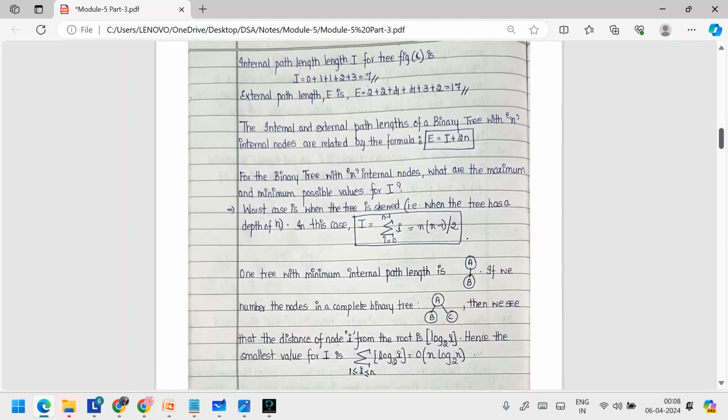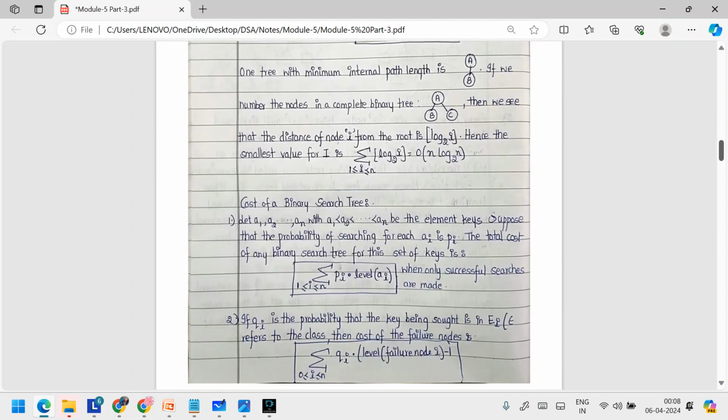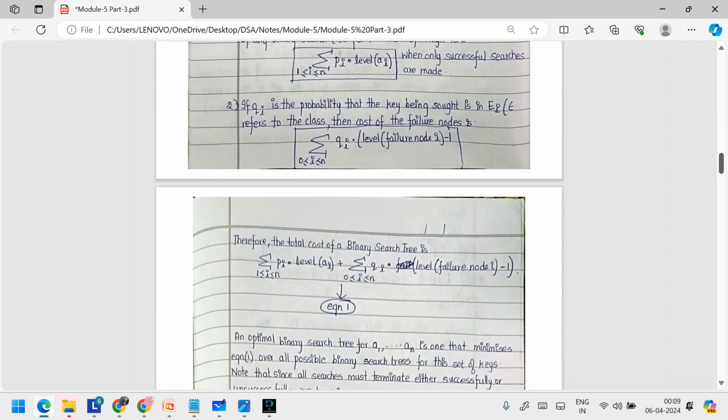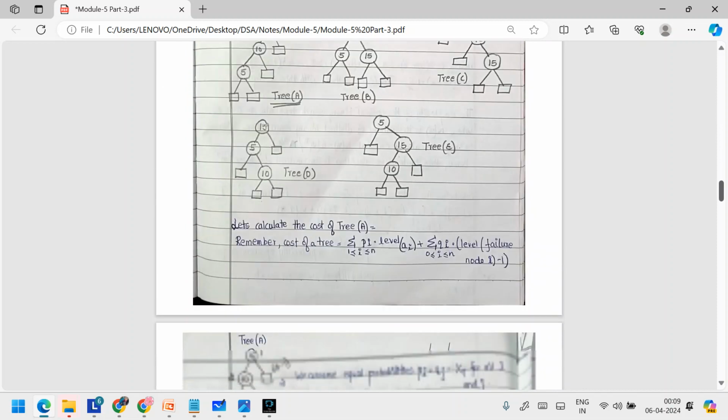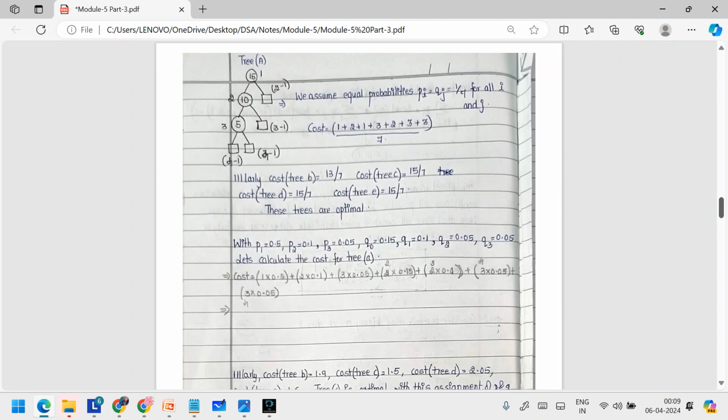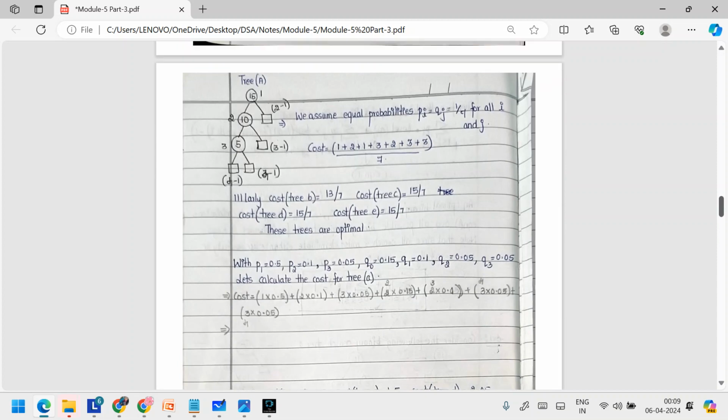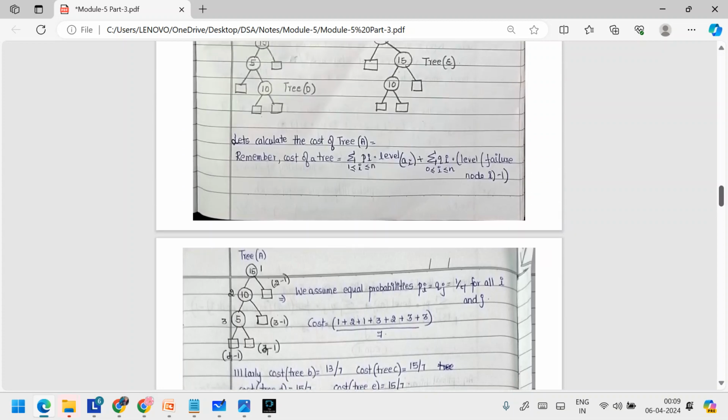Okay, so these are not actually required. These are all like when you want to find the cost and all. So we can do this. I will send you a video in which you can actually find it. So here you see.